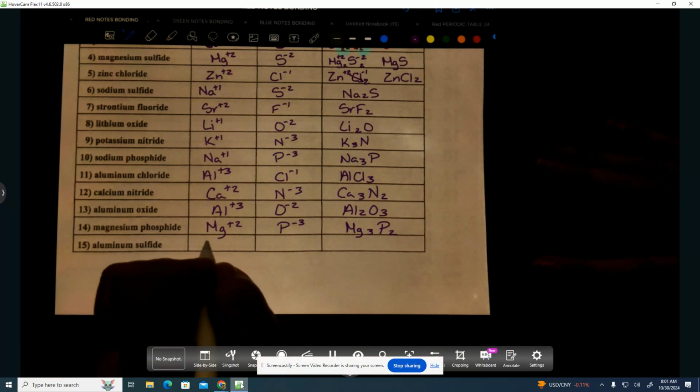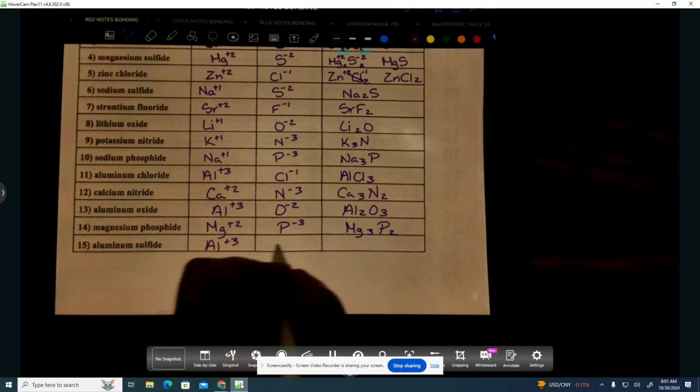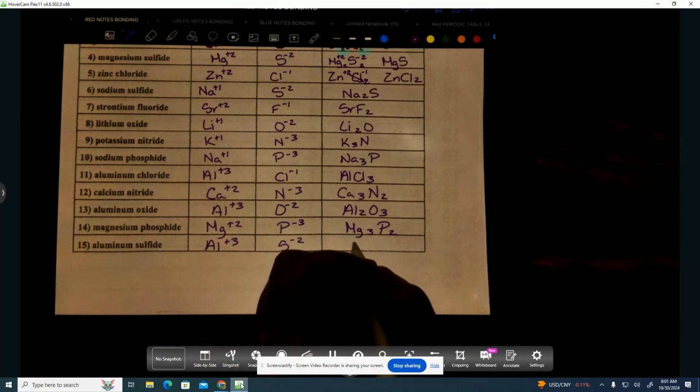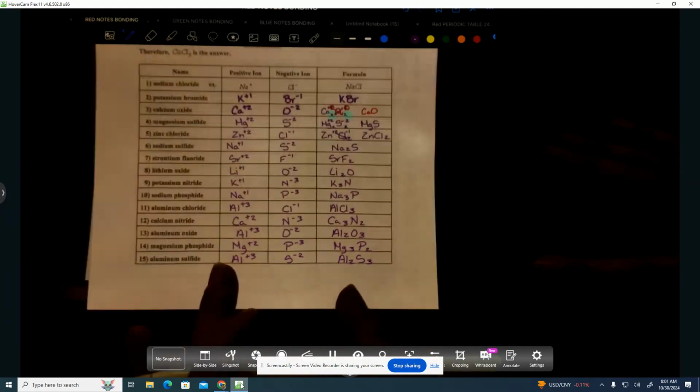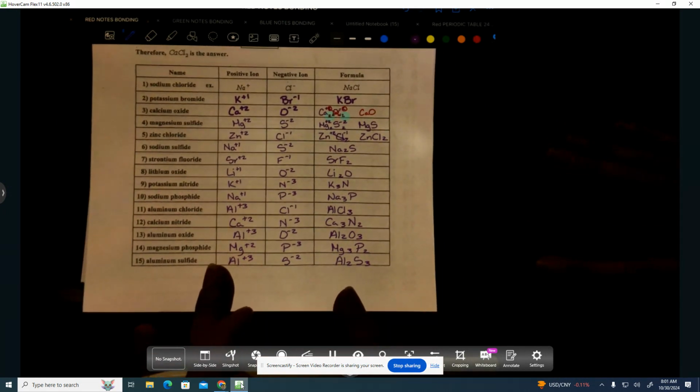Magnesium +2. Phosphide -3. Mg3P2. And then aluminum is a +3. Sulfur is a -2. Al2S3. How did I do? Everybody got those? You understand?